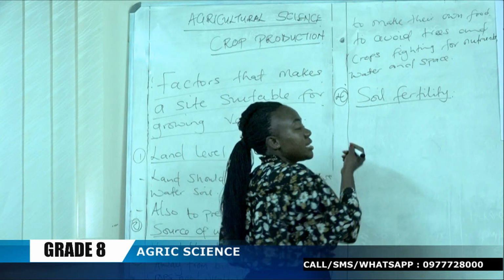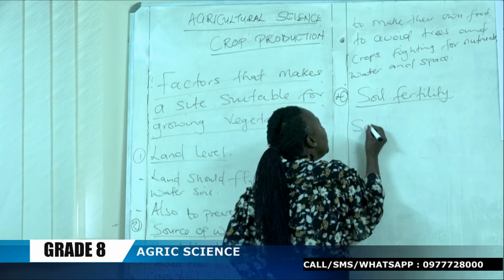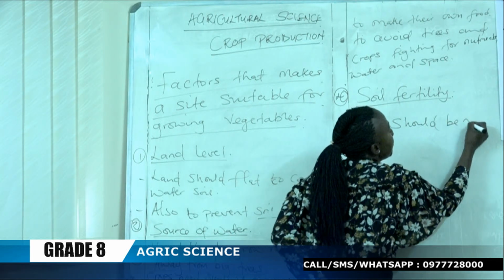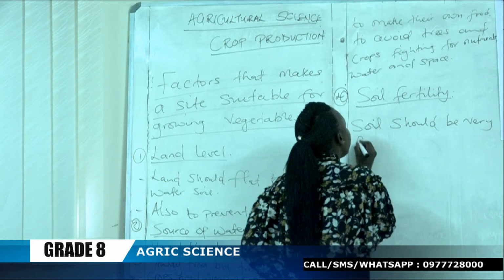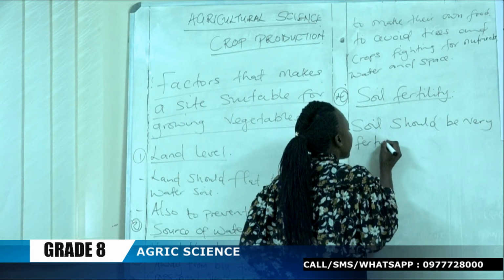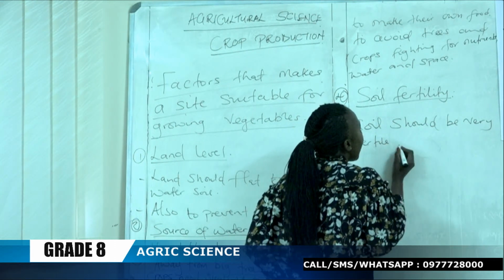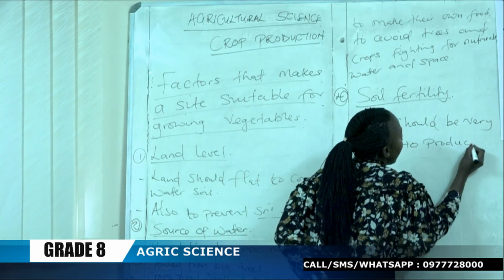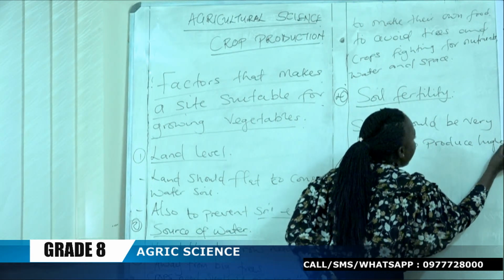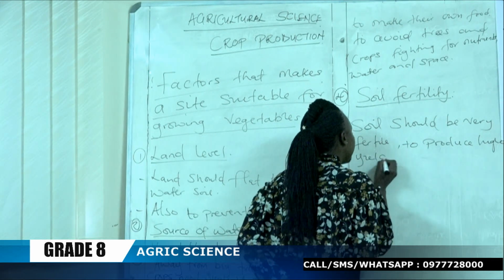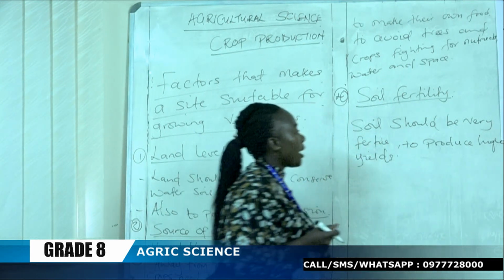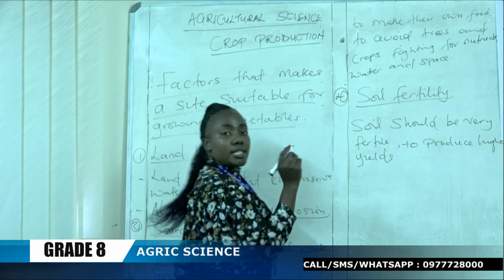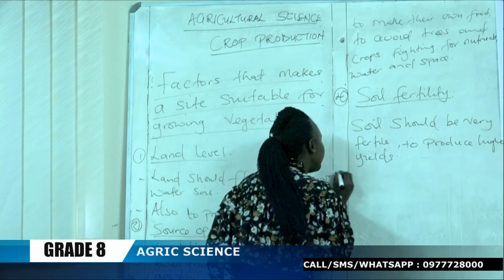So under soil fertility, the soil should be very fertile to produce higher yields. Okay, so let's go on to our fifth factor.